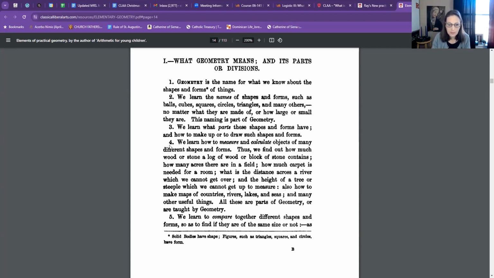So just an introduction. Number 4, we learn how to measure and calculate objects of many different shapes and forms. So in geometry, we learn how to measure and calculate objects of many different shapes and forms. Thus, we find out how much wood or stone a log of wood or a block of stone contains. It's pretty interesting, isn't it? How many acres there are in a field.